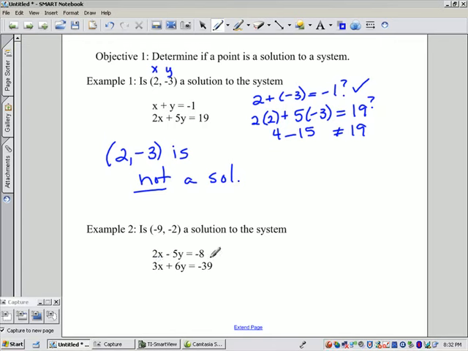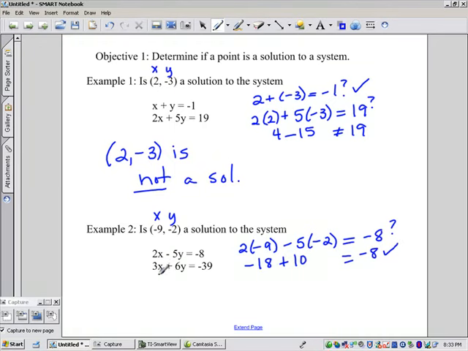Okay? Now what about, is (-9, -2) a solution to the system 2x minus 5y equals -8, and 3x plus 6y equals -39? To determine that, we plug the -9 in for x and the -2 in for y. So we would have 2 times -9 minus 5 times -2. Is this equal to -8? Well, 2 times -9 is -18. -5 times -2 is plus 10. And -18 plus 10 is -8, so it satisfies that first equation.